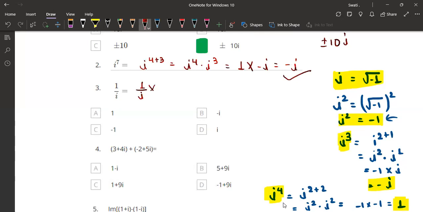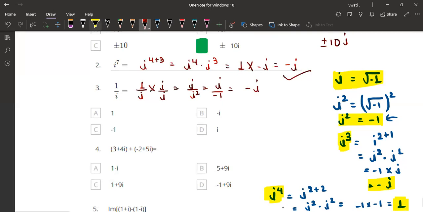Rationalization here is simply I will multiply by the same thing in the numerator as well as denominator. What is 1 into I? I. What is I into I? I square. I we will write down as it is. What is I square? The value of I square is -1. So it is -1, which is same as -I.